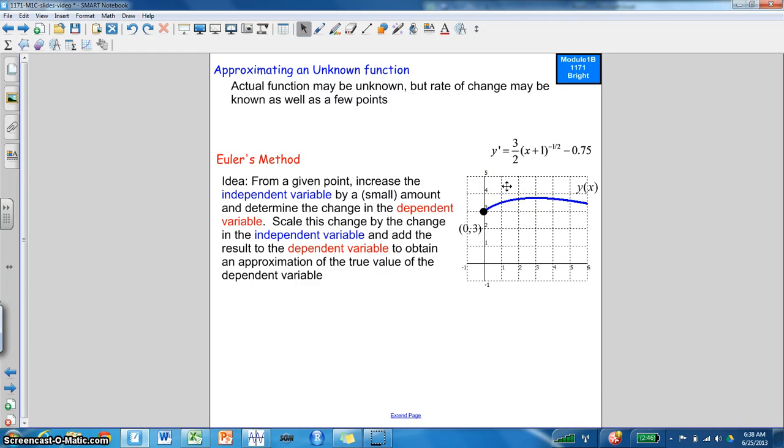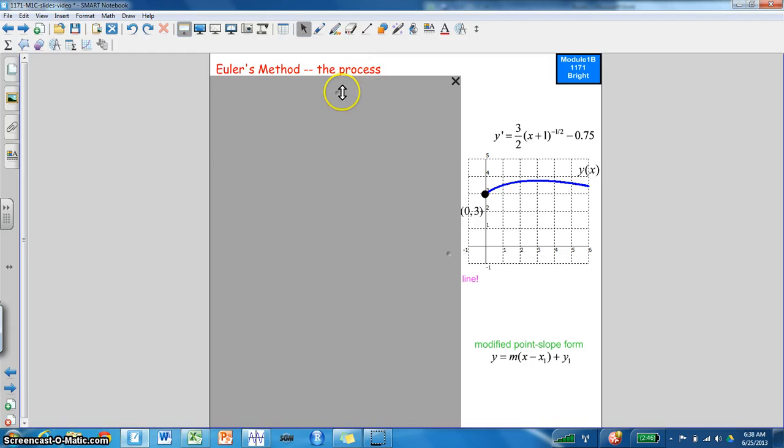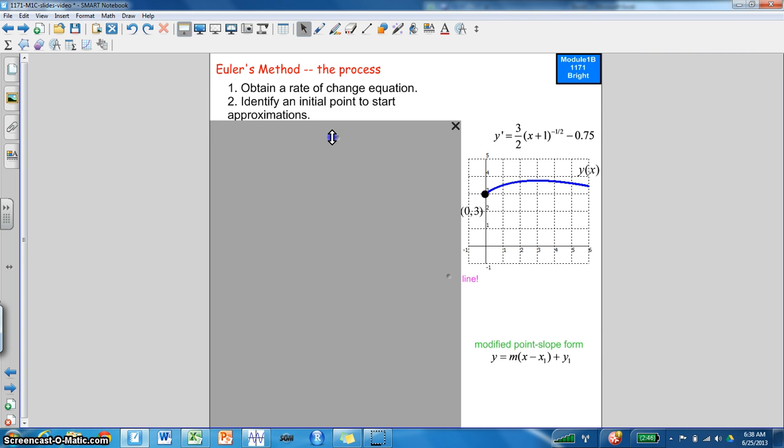Okay, so let's walk through what Euler's method says. So here's the process. First thing is we have to have a rate of change equation. Well, in our scenario that's done, and it's also one of the assumptions that we make in using this method. Then we have to have an initial point to start the approximations from. Usually it's given to you. Otherwise, you can determine it graphically or estimate it.